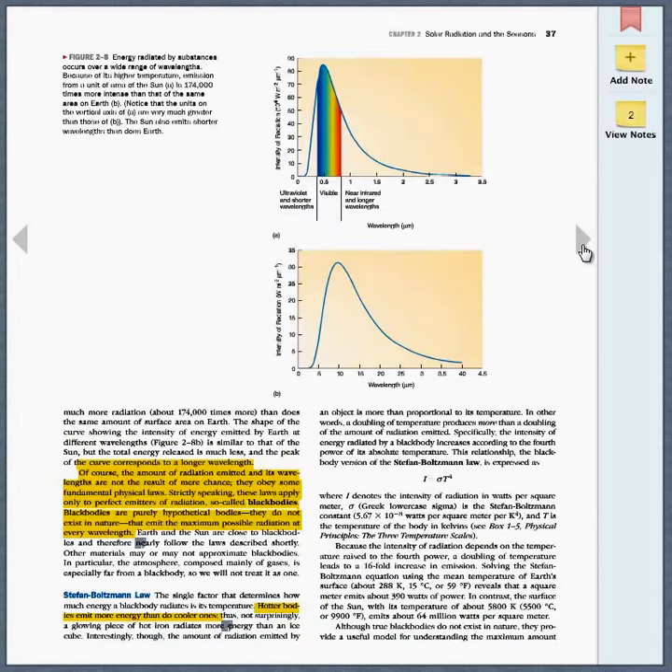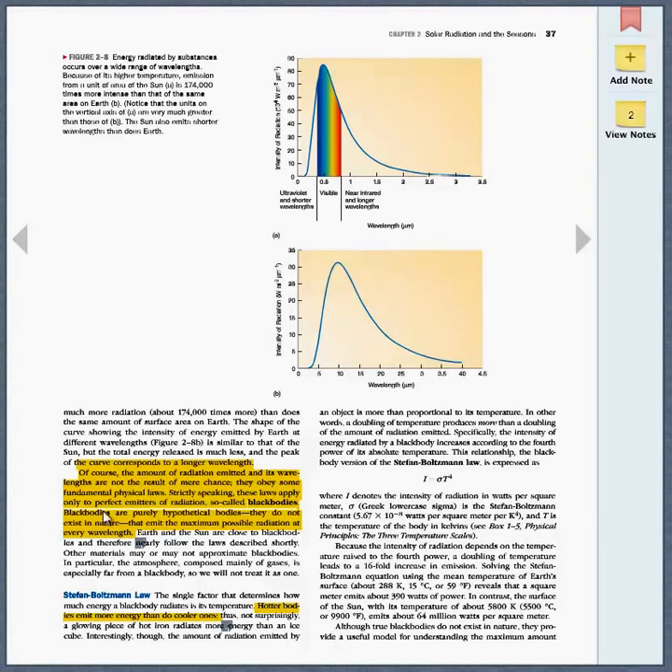Moving on to page 37. Here it says, but of course the amount of radiation emitted and its wavelengths are not the result of mere chance. They obey some fundamental physical laws. Strictly speaking, these laws apply only to perfect emitters of radiation, so-called black bodies. And you need to know what a black body is.